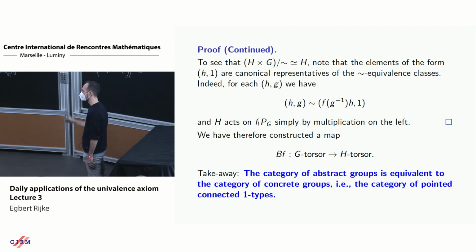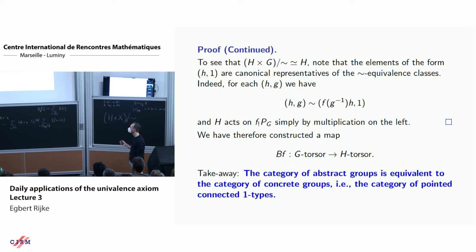So I made 3 parts today because my talks are long. The takeaway is that the category of abstract groups is equivalent to the category of concrete groups, and the category of concrete groups is defined to be the category of pointed connected one types. And in the symmetry book that I mentioned, that's going to be a very, very beautiful book, they exploit this equivalence, and they do all of group theory in this second category, the category of concrete groups. And that's going to be really, really nice. So lots of geometric ideas in there.